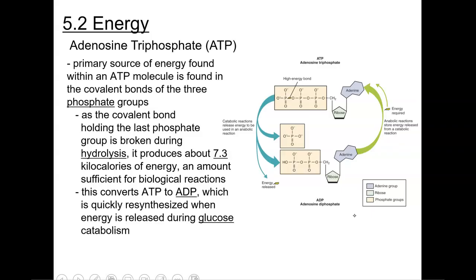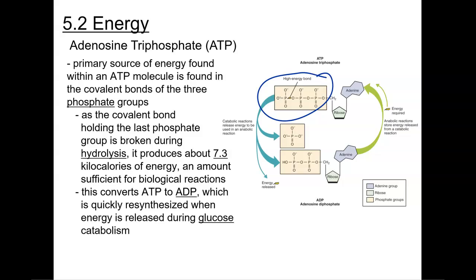Now, the primary source of energy, like we said, that's found in this ATP is going to be found between those phosphate groups. So I'll go ahead and get my pencil for a minute. You have your 3 phosphate groups here that are bound together by a high energy bond, and you see it's pointing to one of those bonds. If you break that covalent bond, you're going to release a burst of energy. And that is going to be where the energy comes from to run your cellular processes.